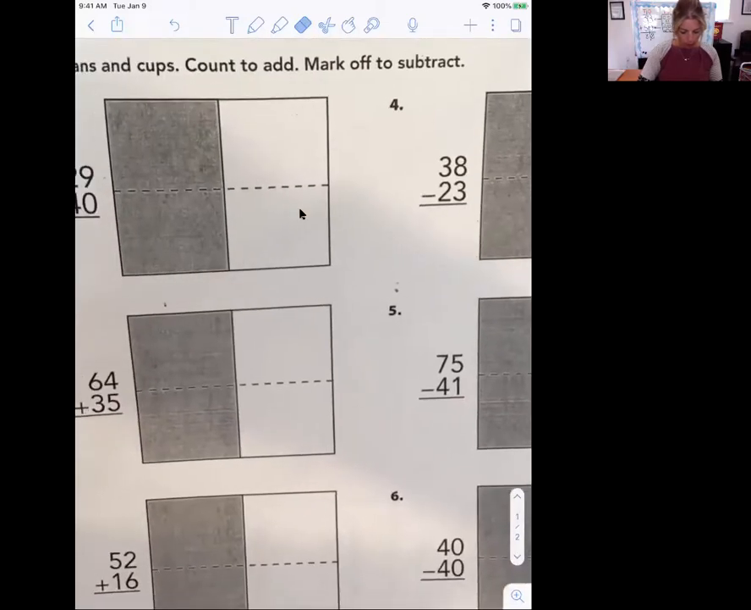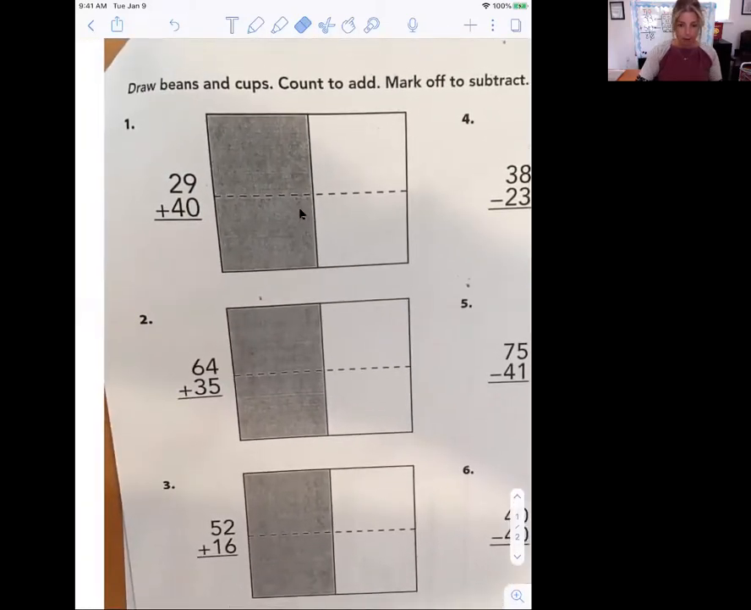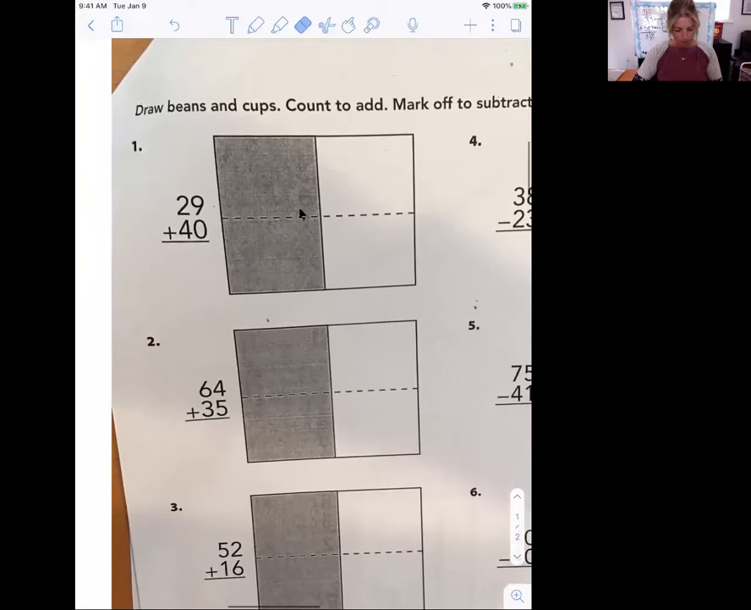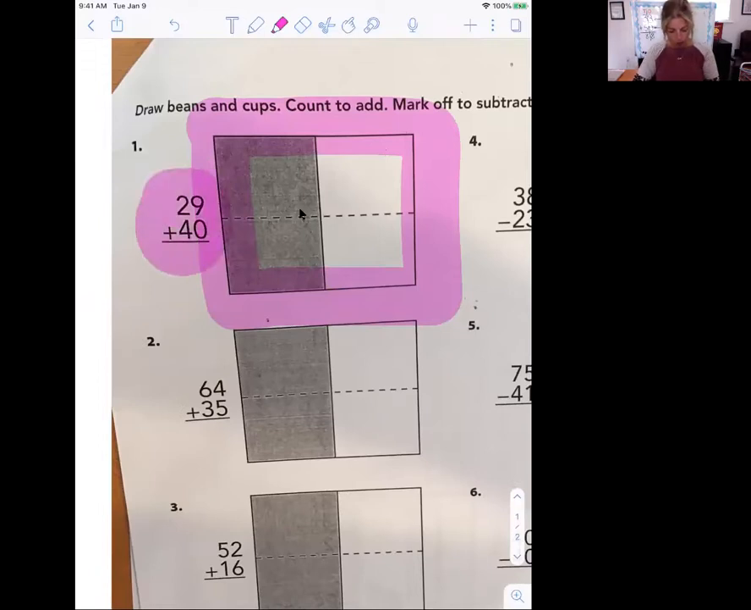So let's look at number 1. I'm going to make mine really big so that you can see which number we're looking at. Okay, so we have our box right here. We have our box that we're going to draw our picture in right there. Don't do anything yet, okay? Then we have our problem right here.